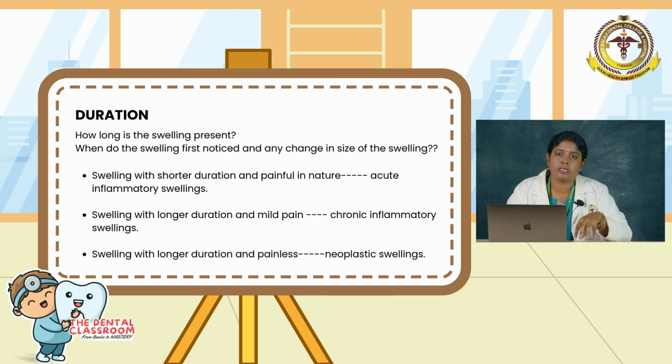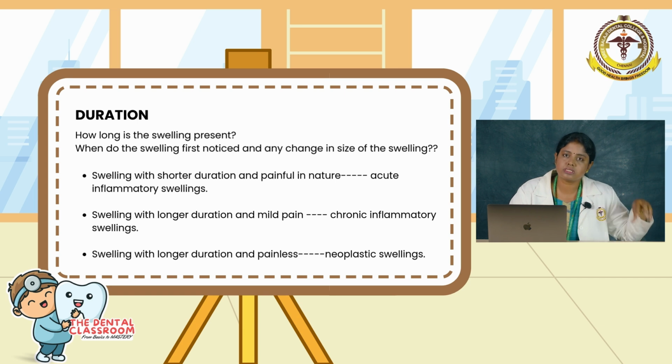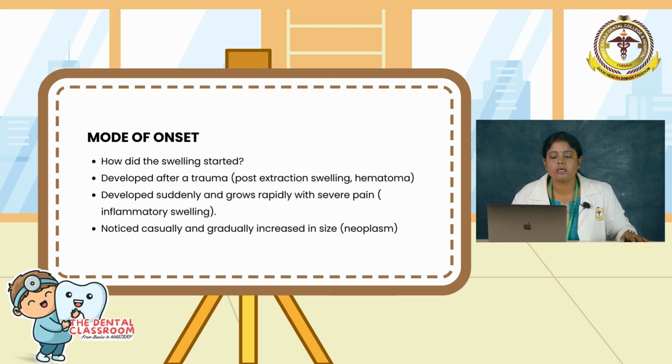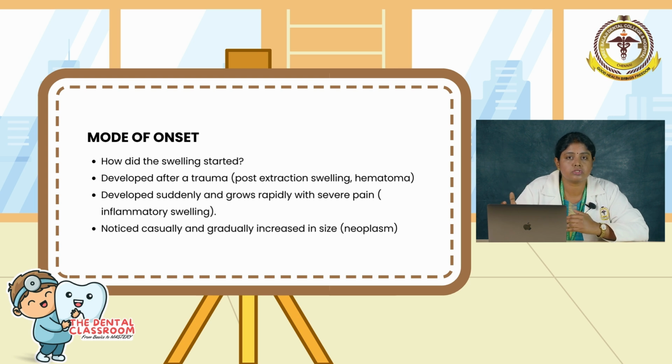Then, since I asked how long it is there, I need to know the pattern of the swelling. It is not going to be the same. For certain types of swelling, it is going to be sudden, just like that, and for certain swellings, it is going to be very slow. The pattern is also called the mode of onset. It is very important for you to ask how it started. If it is a traumatic swelling, that is, if the patient has met with an accident and had a fracture of his mandible, then there is going to be a sudden huge swelling. So then I know that it is because of a fracture.